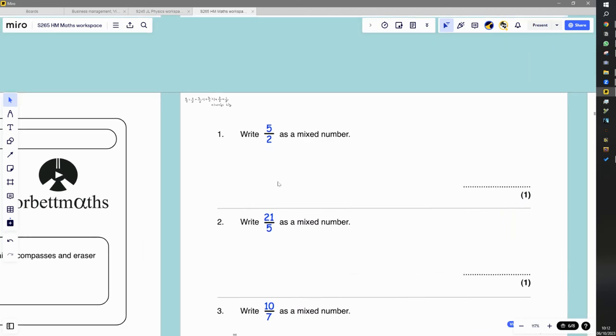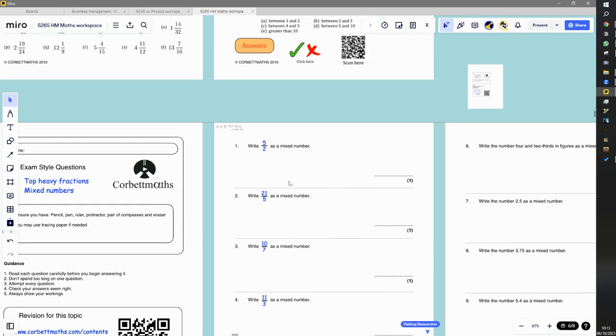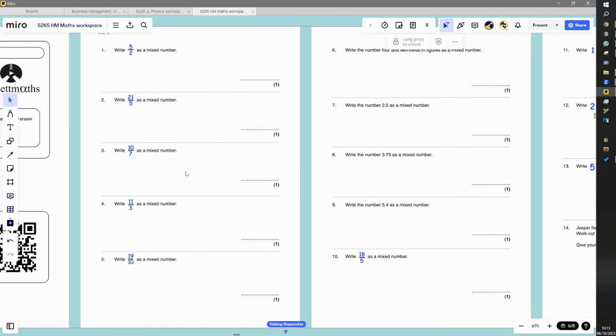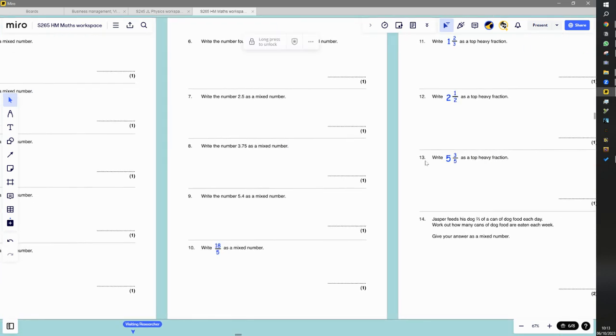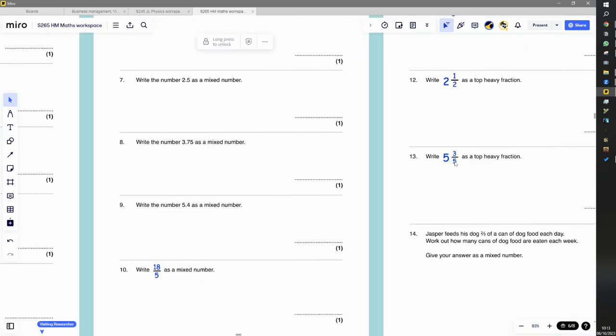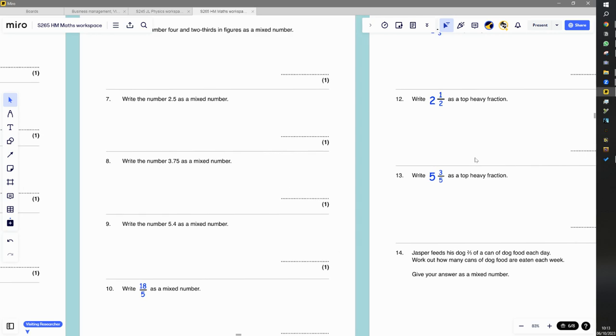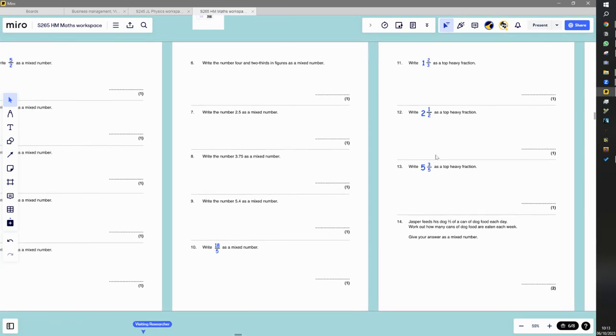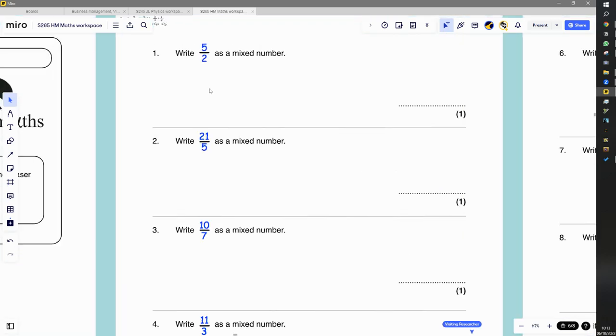Right, so we're looking at how to convert an improper fraction, otherwise known as a top-heavy fraction, to a mixed number. And later on, we're going to be doing the opposite, most likely. So here we go. 5 and 3/5 is a top-heavy fraction, or otherwise known as an improper fraction. So we're going to go this way first.